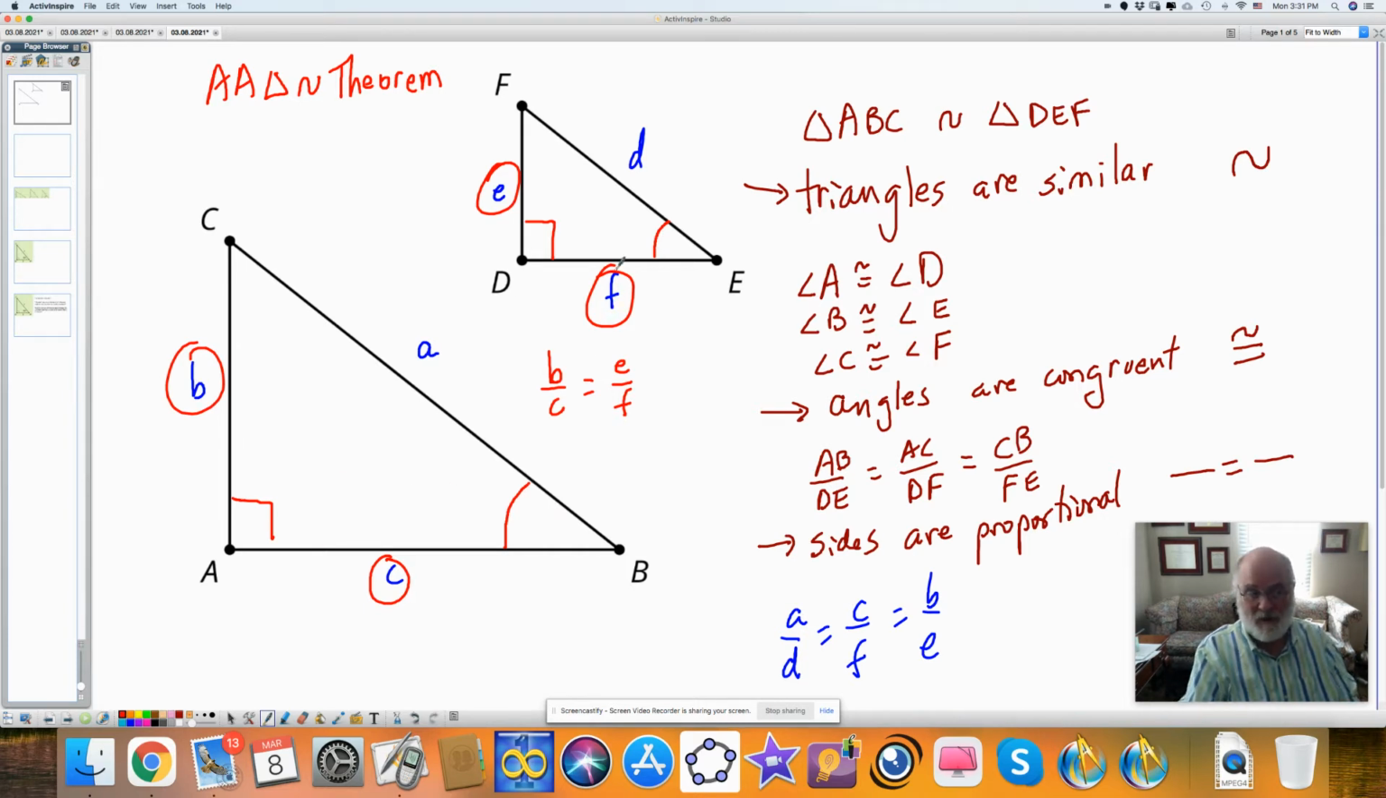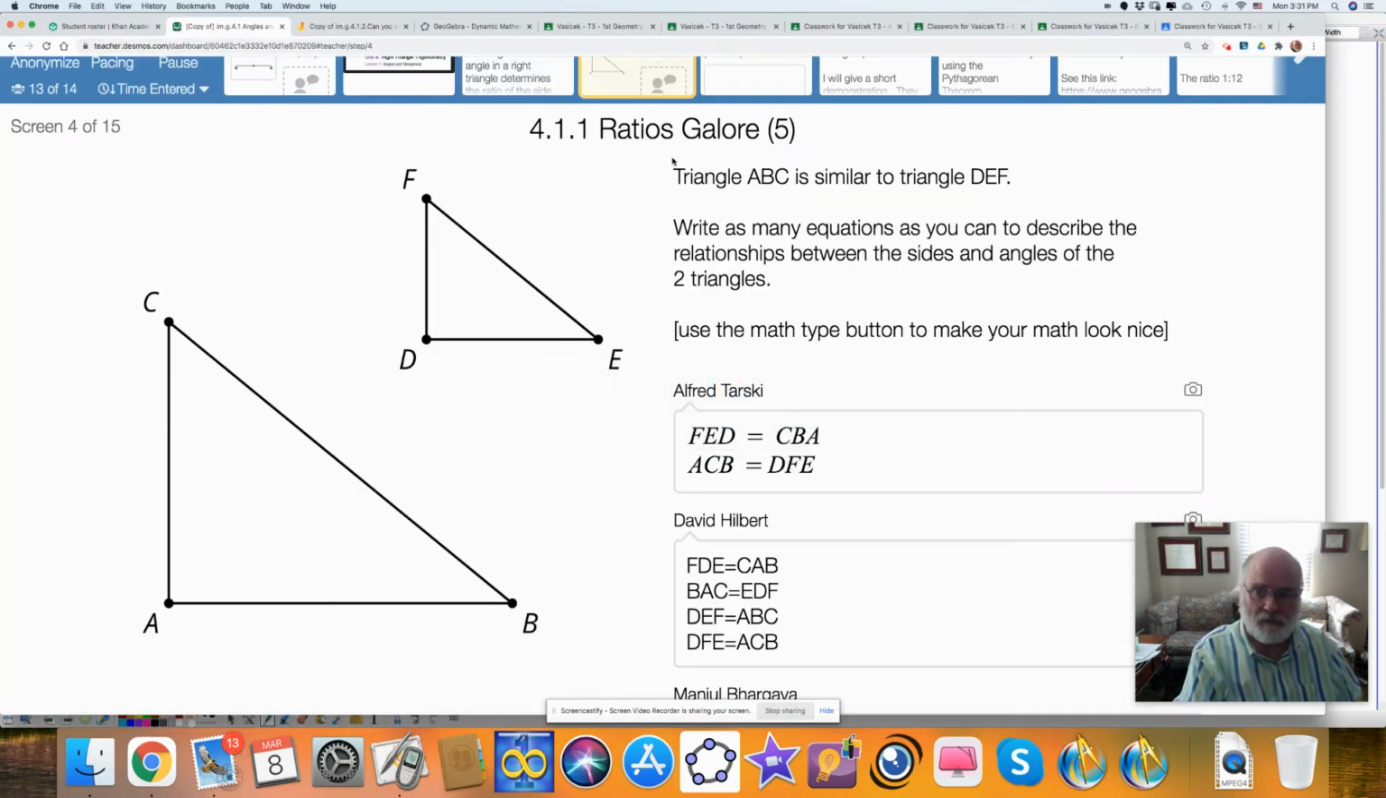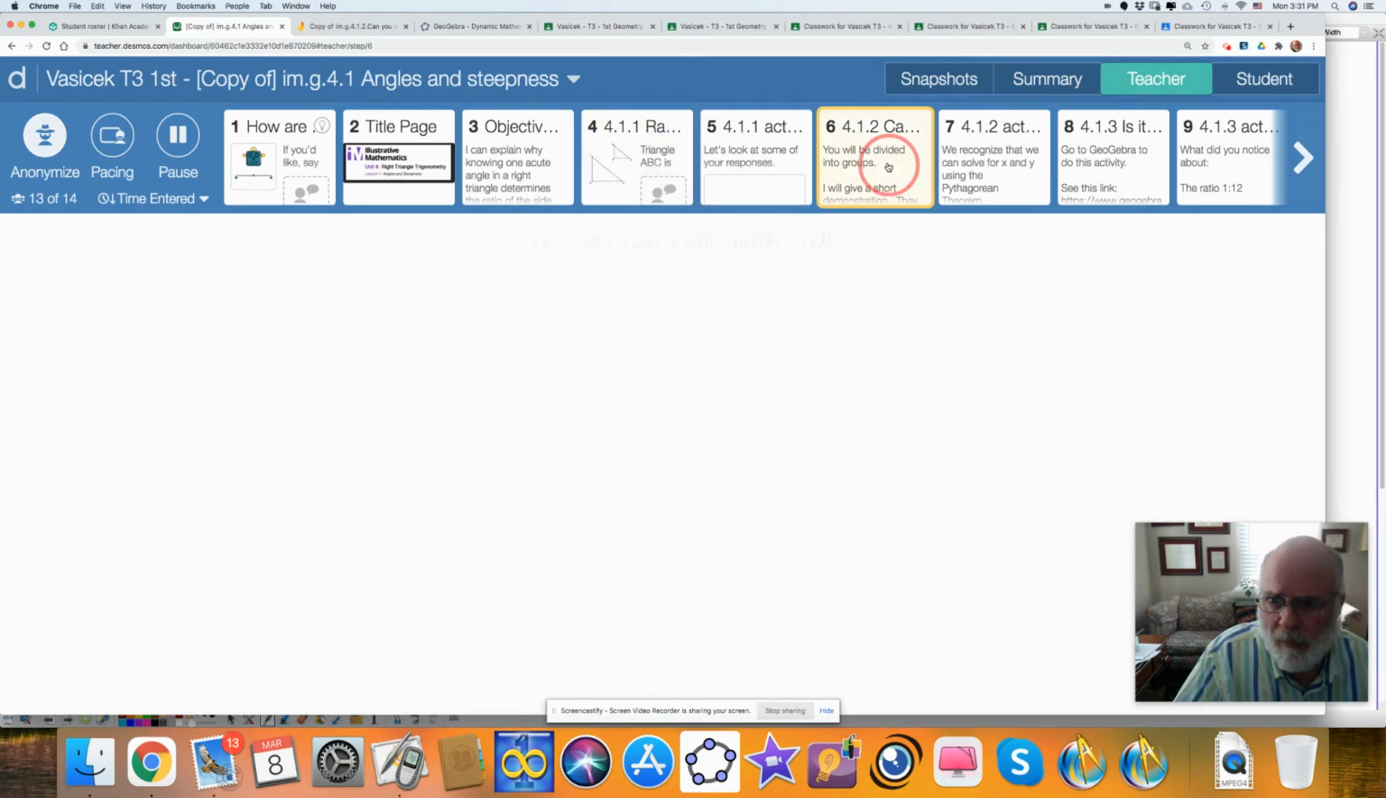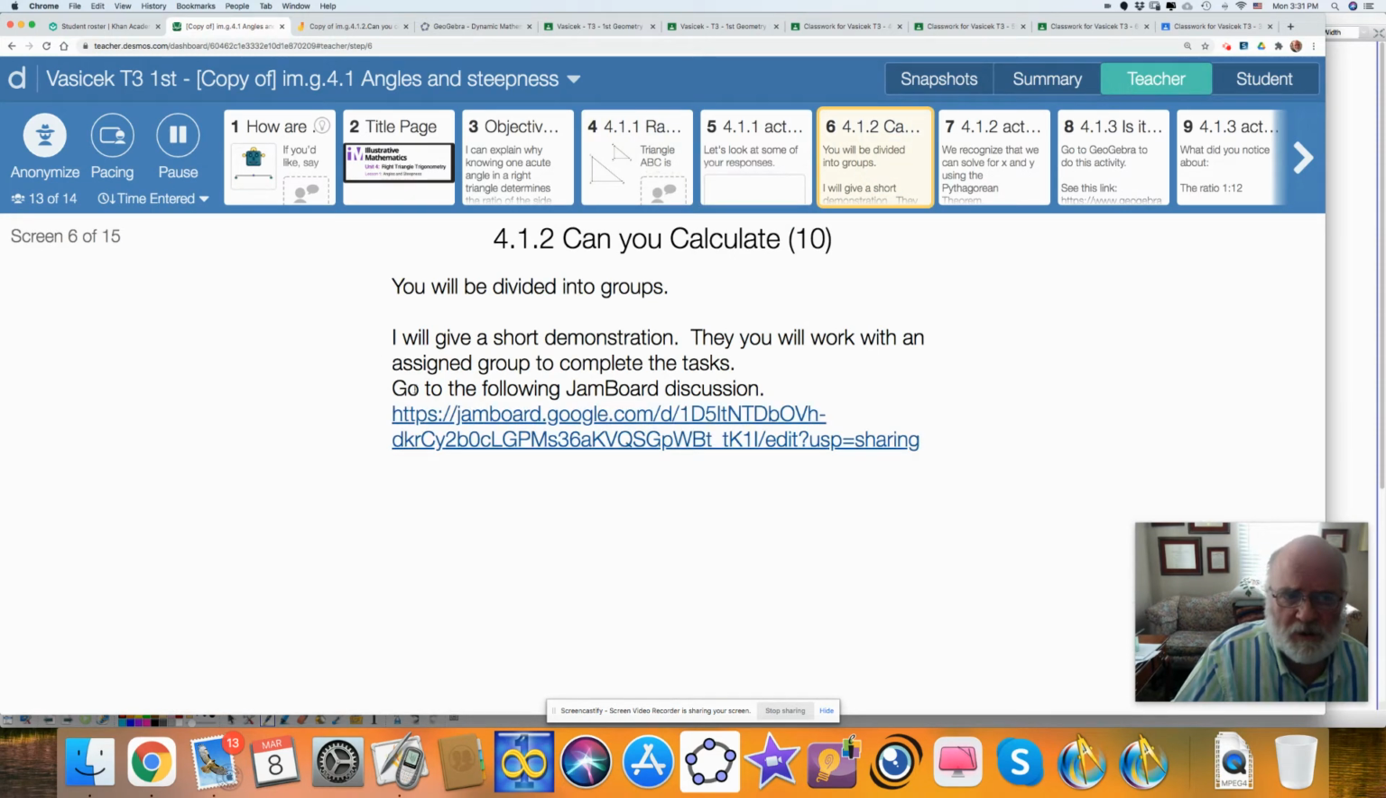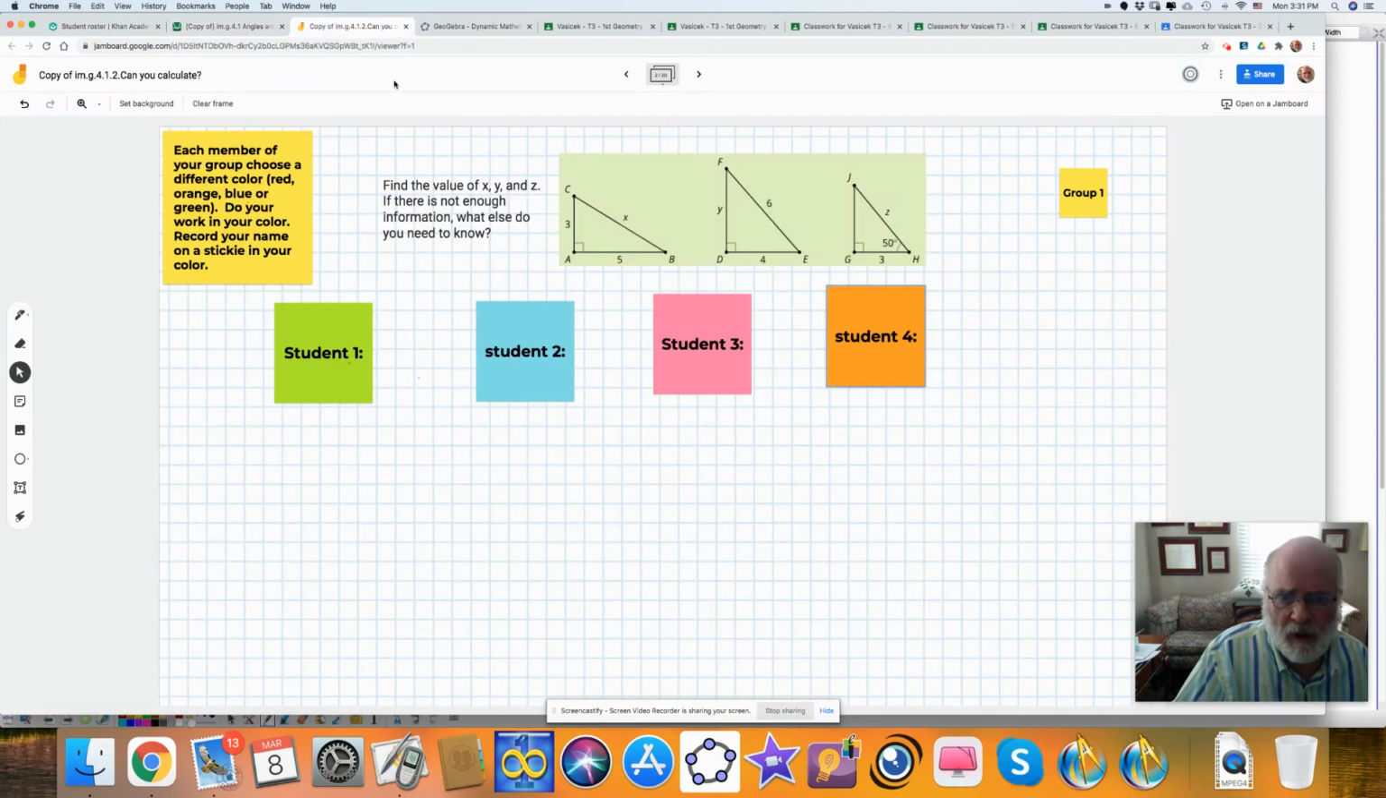That's going to be key for what we'll be learning later on. Now, I divided students into groups. We went to Jamboard, and in the Jamboard, if there are 4 of you in a group, each of you chose a different color, put your name on it, and wrote in that color.